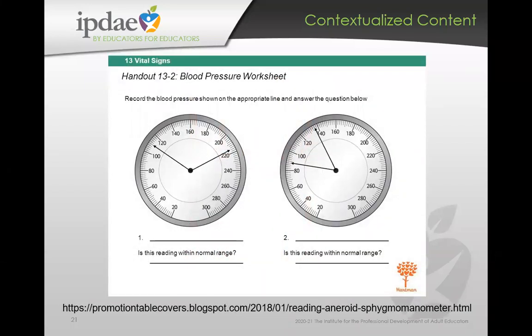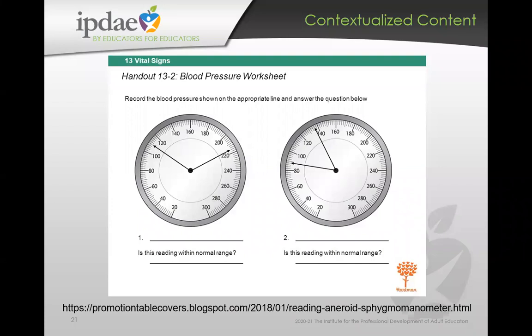Another thing here, I got this from Promotion Table Covers. It's a blog. It's a worksheet on reading aneroid sphygmomanometers. So I know it's kind of a mouthful. Depending on where they're going to work, not every hospital is going to have a digital sphygmomanometer to read blood pressure. Sometimes they would already have aneroid, or maybe there's a power outage, and then you have to take the vital signs, the blood pressure of a patient. So you have to have an aneroid sphygmomanometer available.